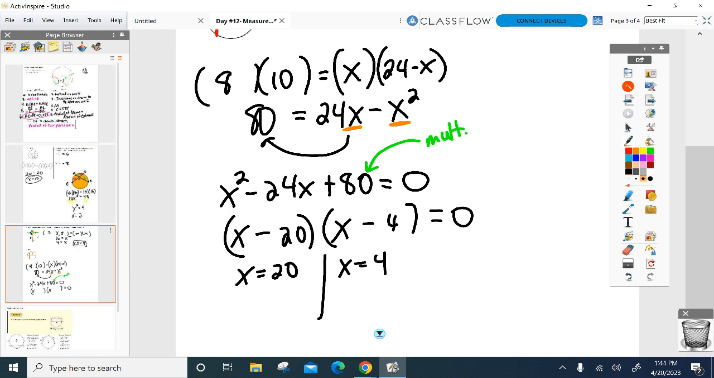We always have to be worried, though, especially when I get two answers. Maybe one won't cut it. Usually we just look for negative answers, right? That probably doesn't work because I can't have a negative side length, but they're both positive. And I look at the diagram. One of those answers isn't going to cut it.